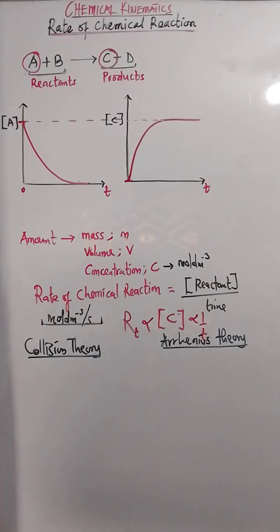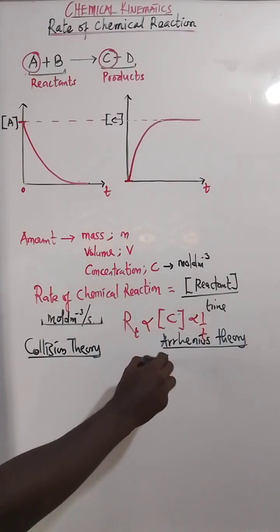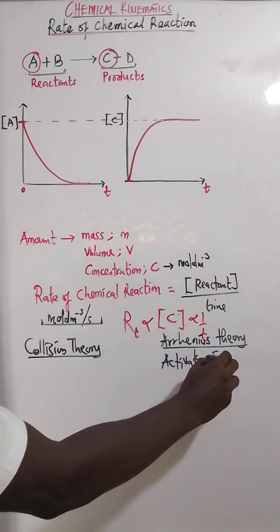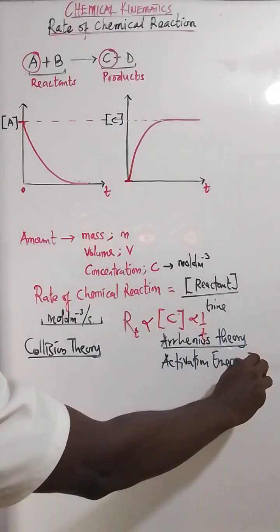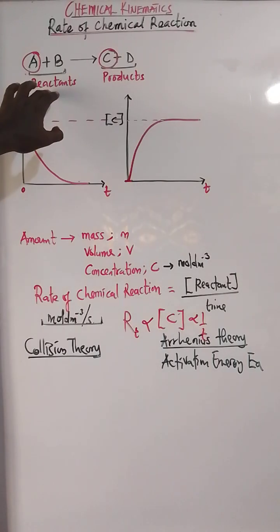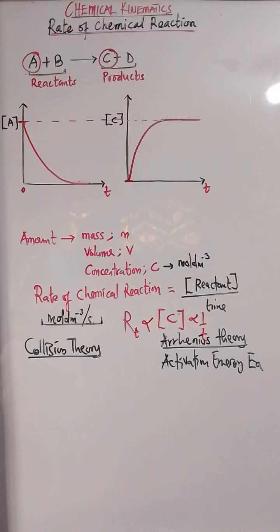Arrhenius theory focuses on energy. It talks about what we call the activation energy, which I made mention of last time. Activation energy, symbol EA. So what does Arrhenius theory state? It relates collision to energy. It states that for a reactant to transform to product, the colliding particles of the reactant must possess a minimum amount of energy called activation energy.